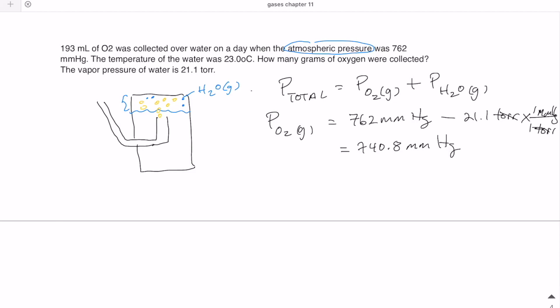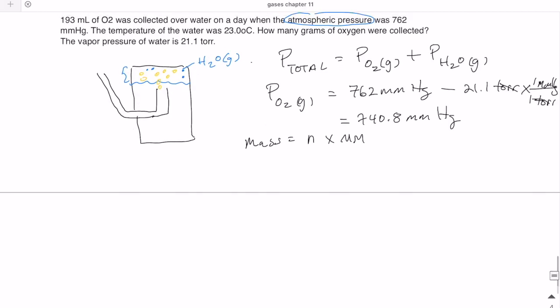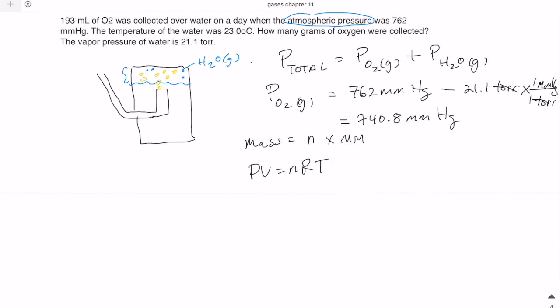Now the question itself is asking for the mass of oxygen. So if you think about mass, the way you can get to mass is you need to get the number of moles, which is n, times the molar mass. So that means I first need to get my number of moles. And in gases, we can always take a look at the ideal gas equation. And if we want to solve for n, we can divide both sides by RT. That would give us n equals PV over RT.